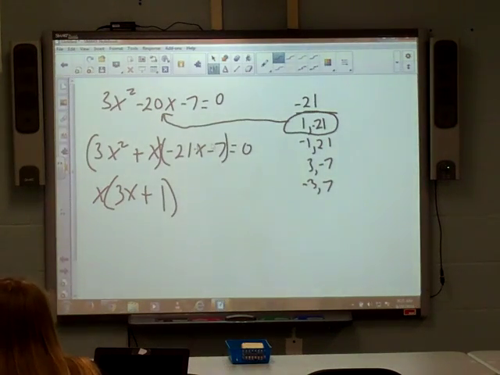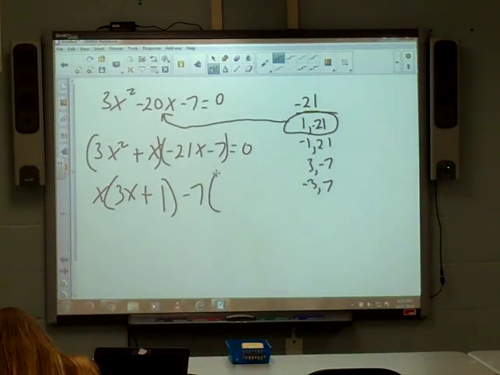Okay, second parentheses, negative 21x minus 7. They have a negative 7 in common, so that goes outside. I'm going to divide everything by that. What's negative 21x divided by negative 7? 3x. Negative 7 divided by negative 7 is positive 1. So what they have in common always goes outside of the parentheses.